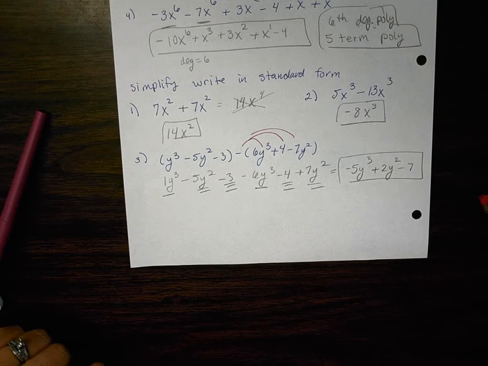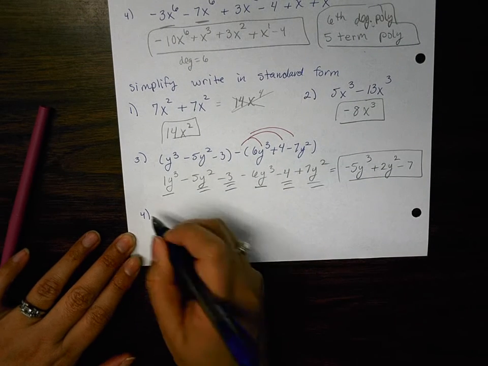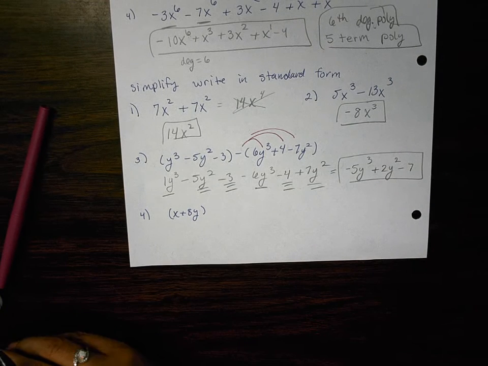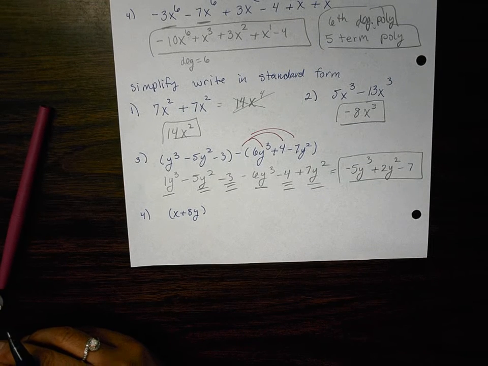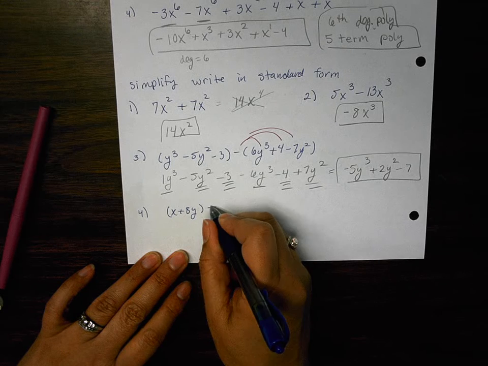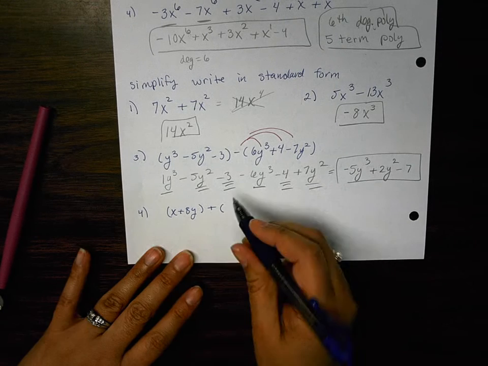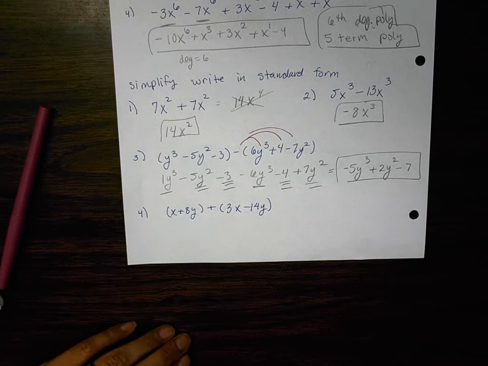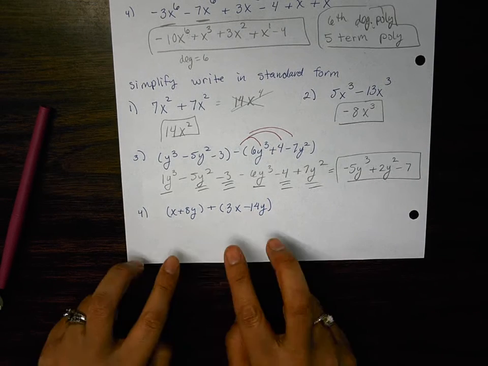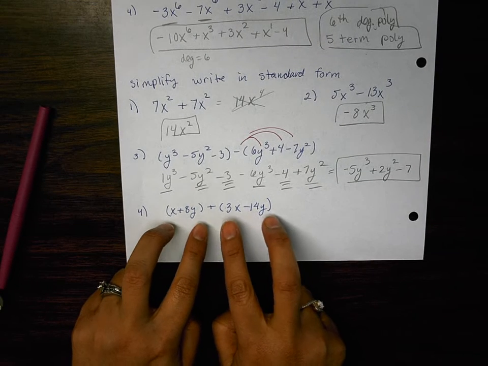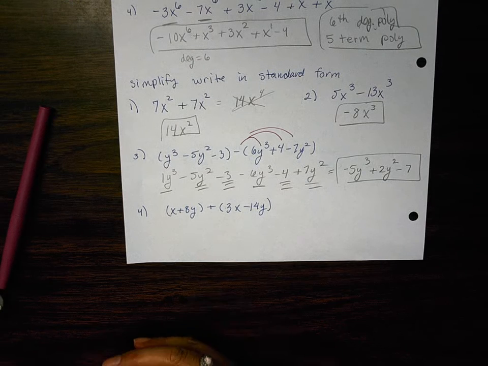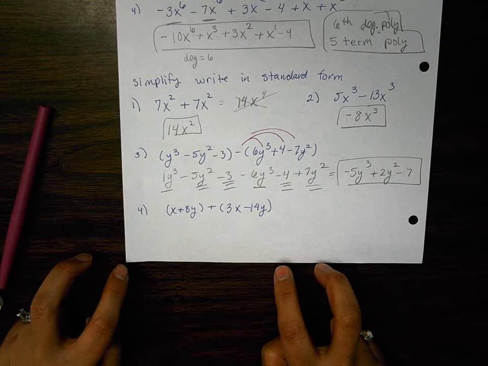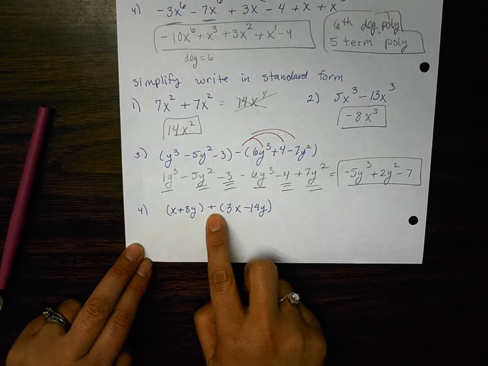All right. What if you had something like this? Parentheses x plus 8y, close parentheses, plus parentheses 3x minus 14y, close parentheses. Again, these are now two binomials, but they don't have to be the same. They just have been. Am I allowed to just drop the parentheses on this one? Yes, because it is a plus sign and there's nothing to distribute.